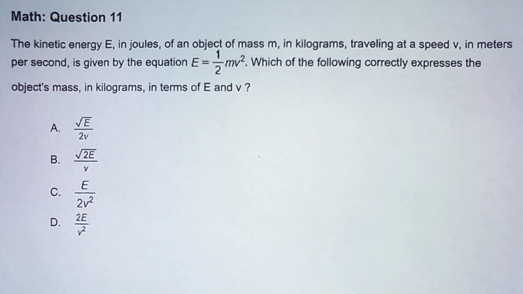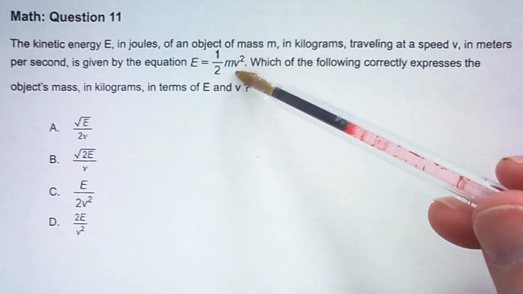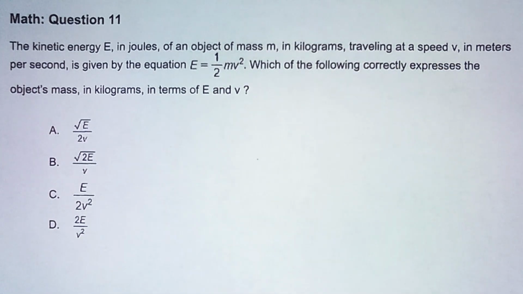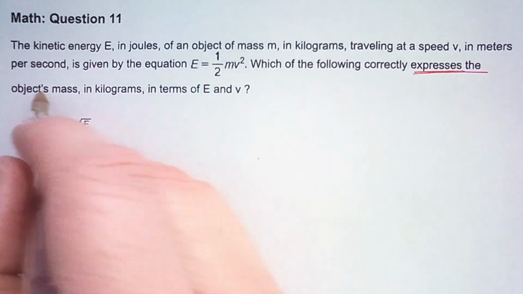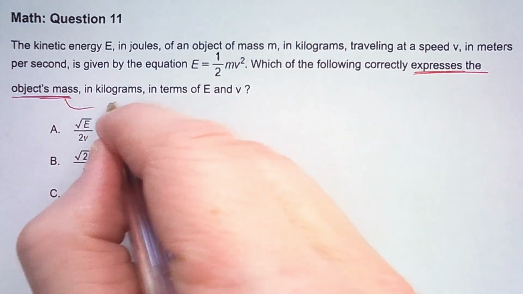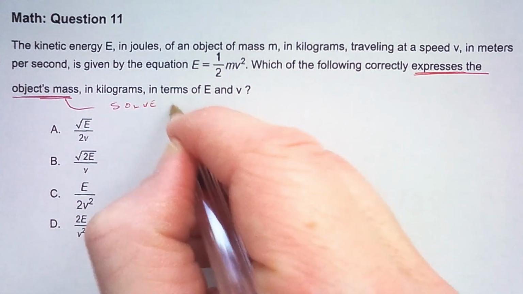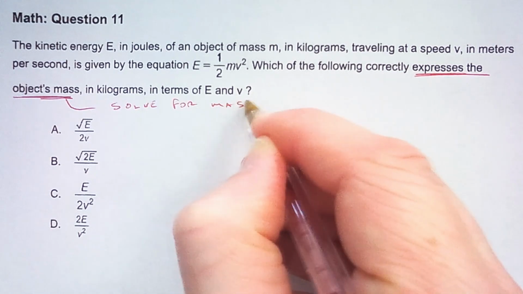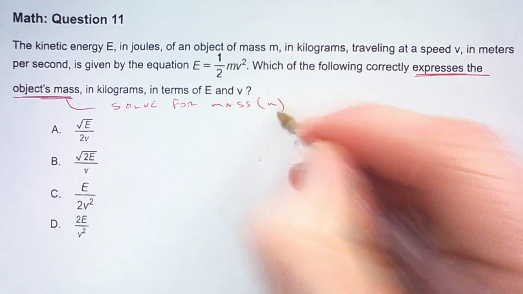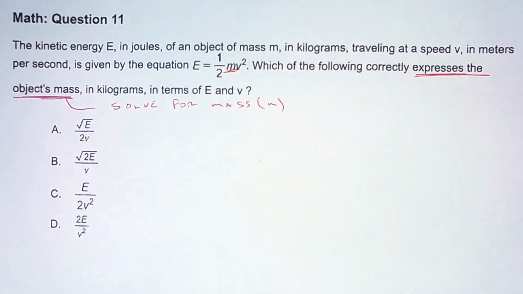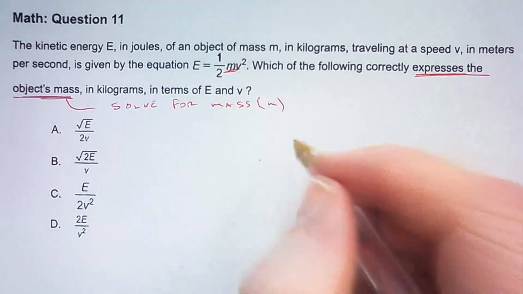Question 11. The kinetic energy E in joules of an object of mass m in kilograms traveling at a speed v in meters per second is given by this equation. Which of the following correctly expresses the object's mass in kilograms in terms of E and v? So, expresses mass means solve for mass, which is the letter m. So we want to solve this equation for m.